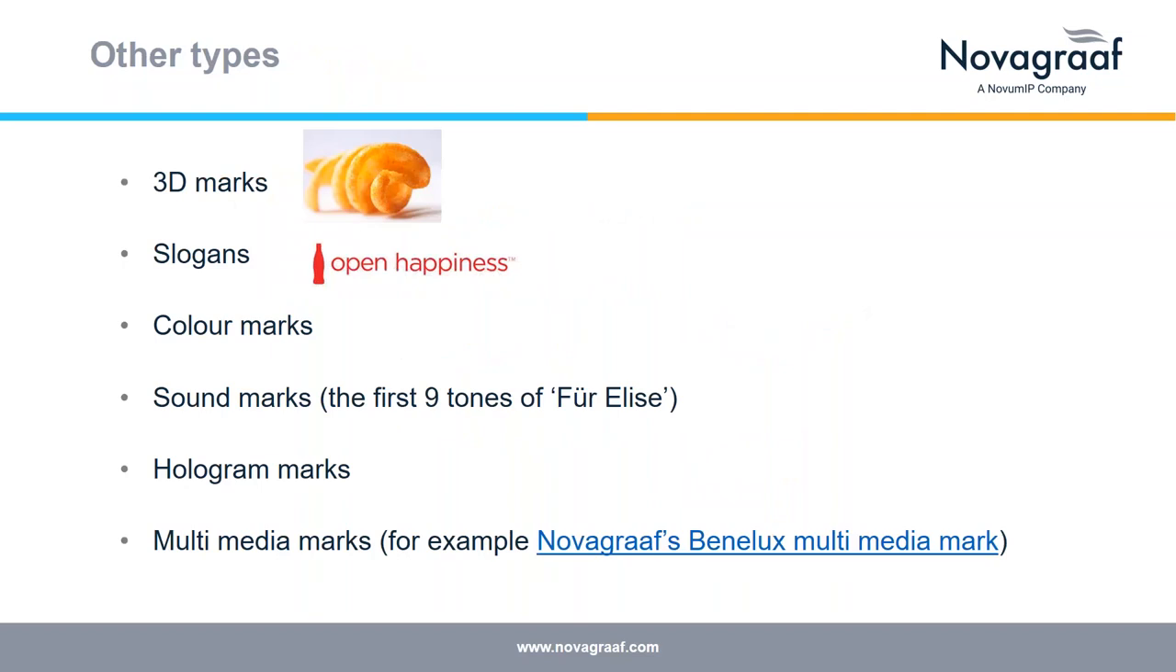Now, just to show you how many forms a trademark can be, these are some other types that are variations of trademarks: 3D marks, slogans, color marks, sound marks, hologram marks, and multimedia marks, which is the newest kind of mark possible to register. Now, I could fill this whole presentation with telling you about trademarks, but let's go to the main subject of today.